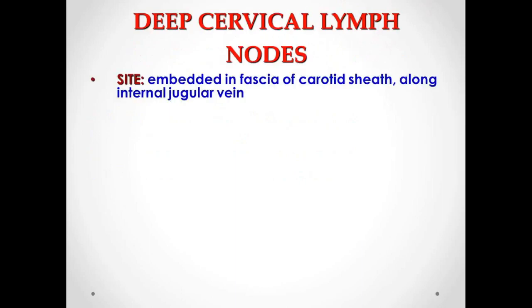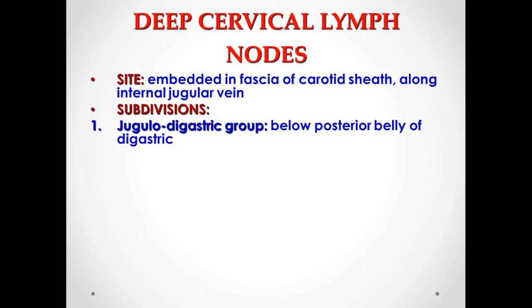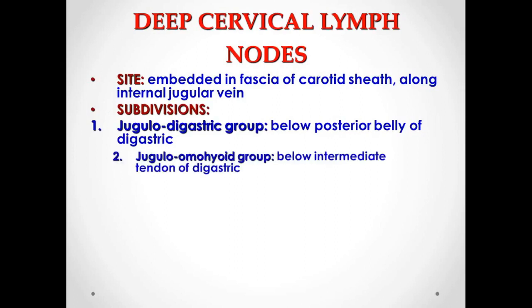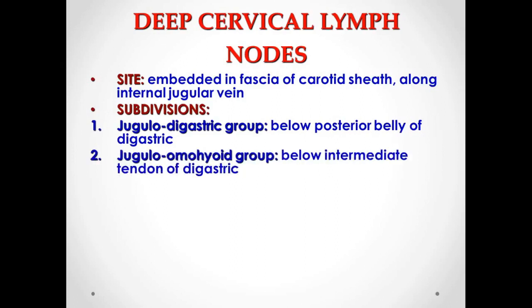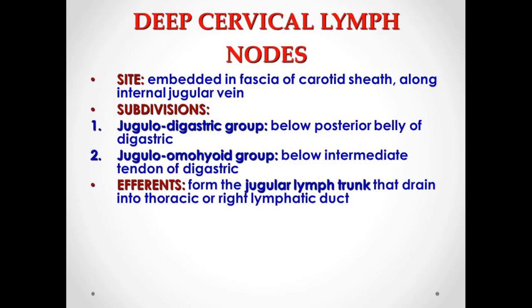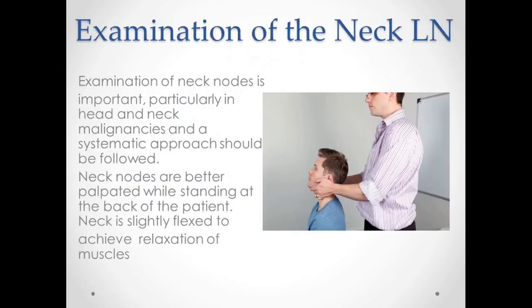Deep cervical lymph nodes embedded in the fascia of the carotid sheath along the internal jugular vein. Subdivision: jugular digastric group below the posterior belly of the digastric muscle, and jugular omohyoid group below the intermediate tendon of the digastric muscle, and efferent fibers from the jugular lymph trunk that drain into the thoracic or right lymphatic duct.